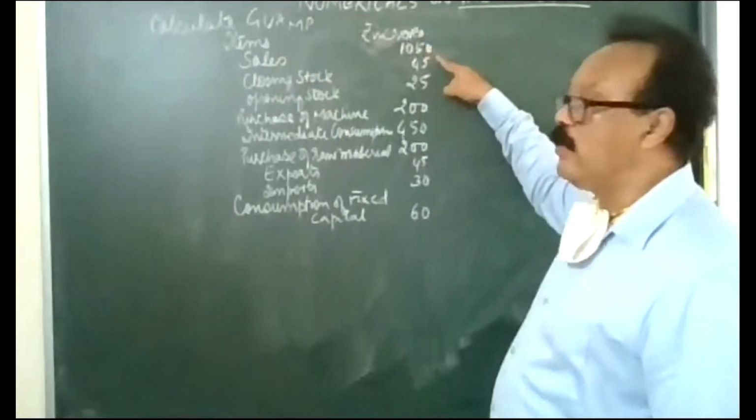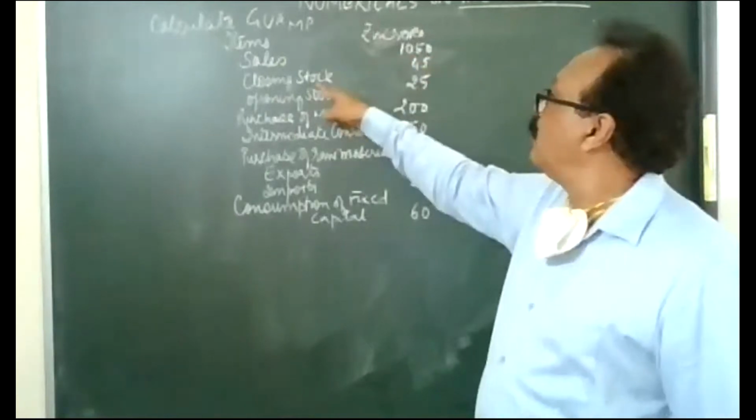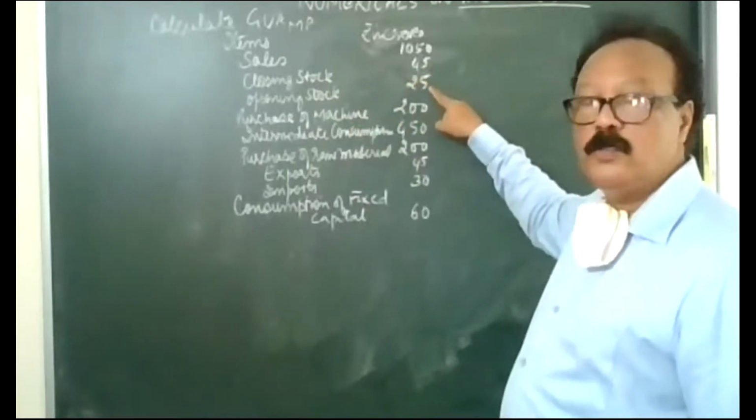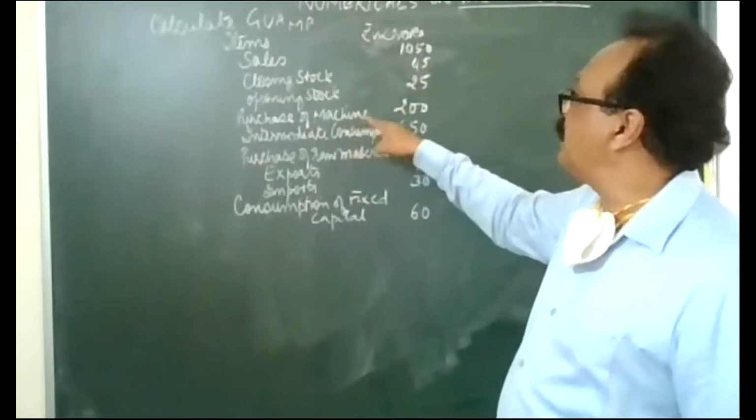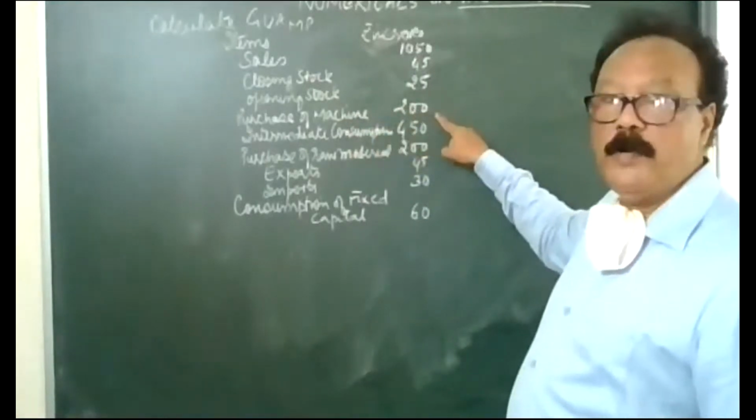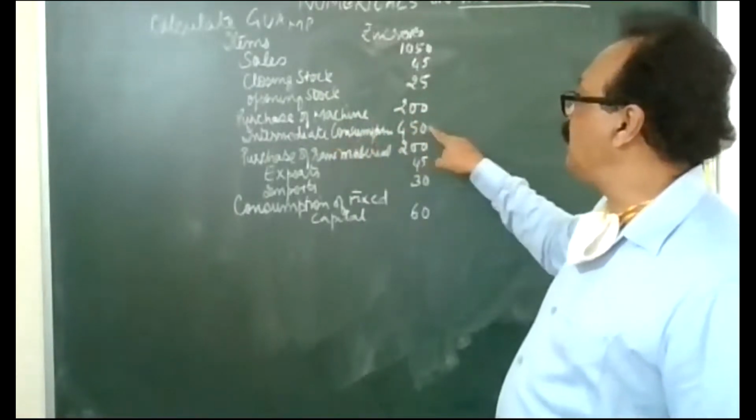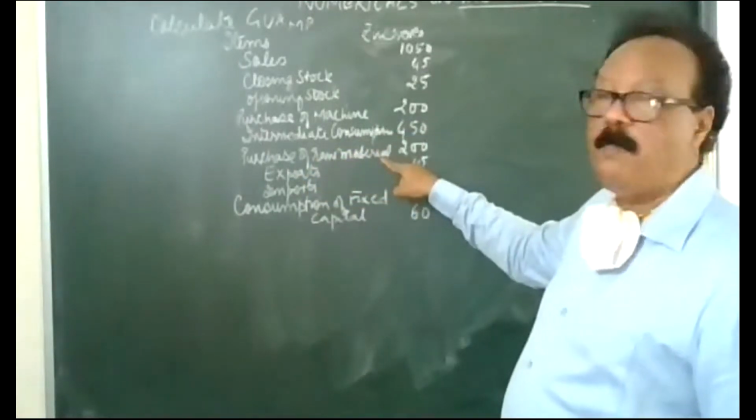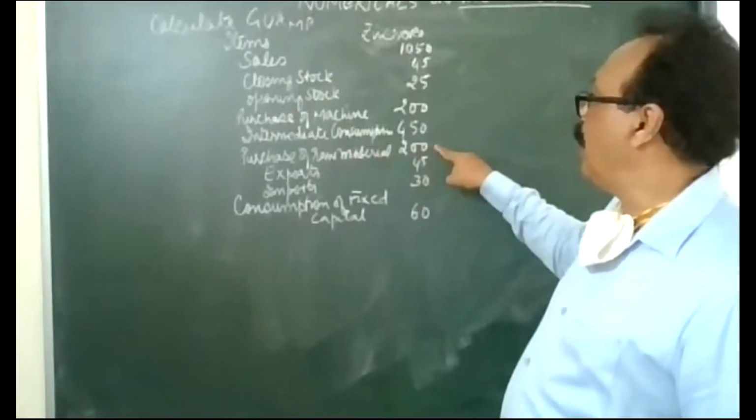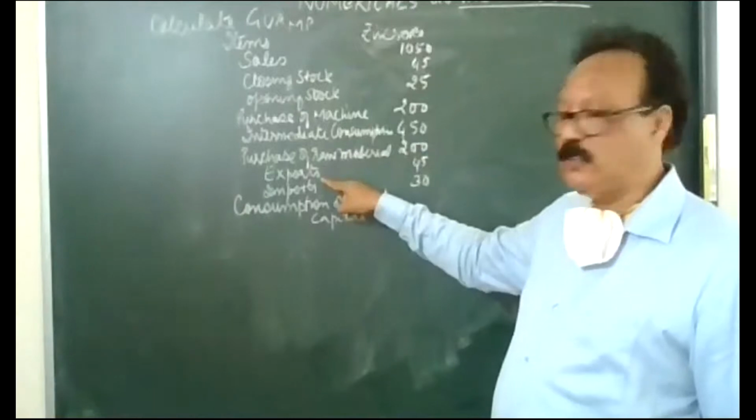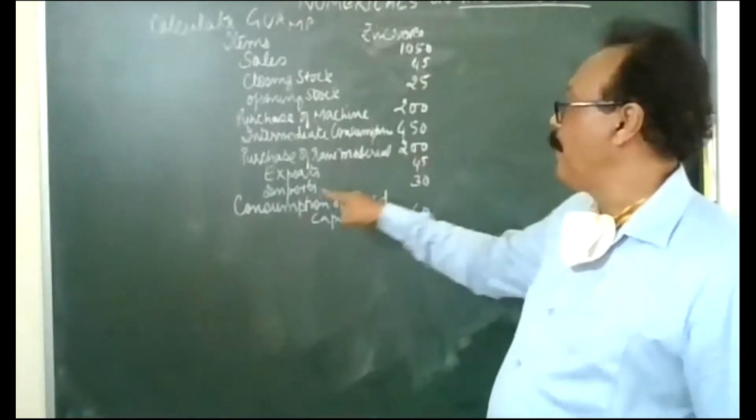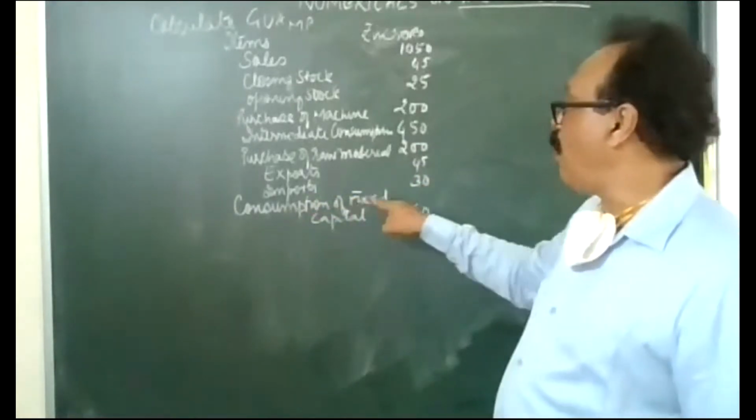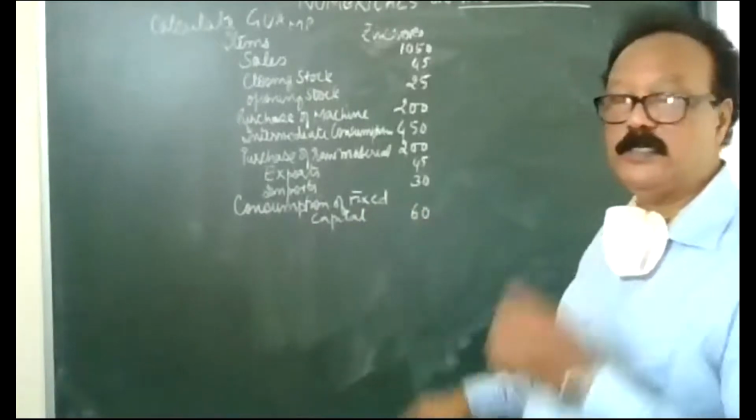Sales 1050. Closing stock 45. Opening stock 25. Purchase of machine 200. Intermediate consumption 450. Purchase of raw material 200. Exports 45. Imports 30. Consumption of fixed capital 60.